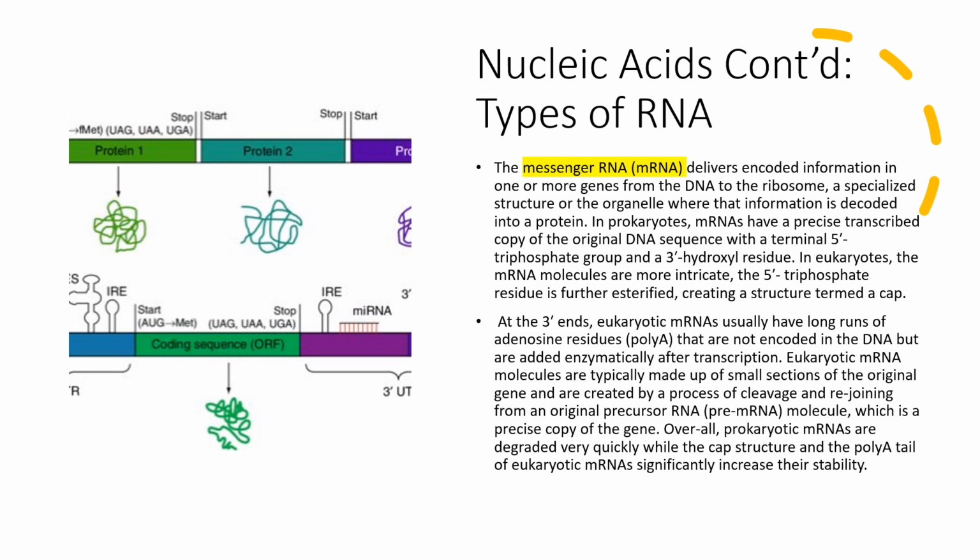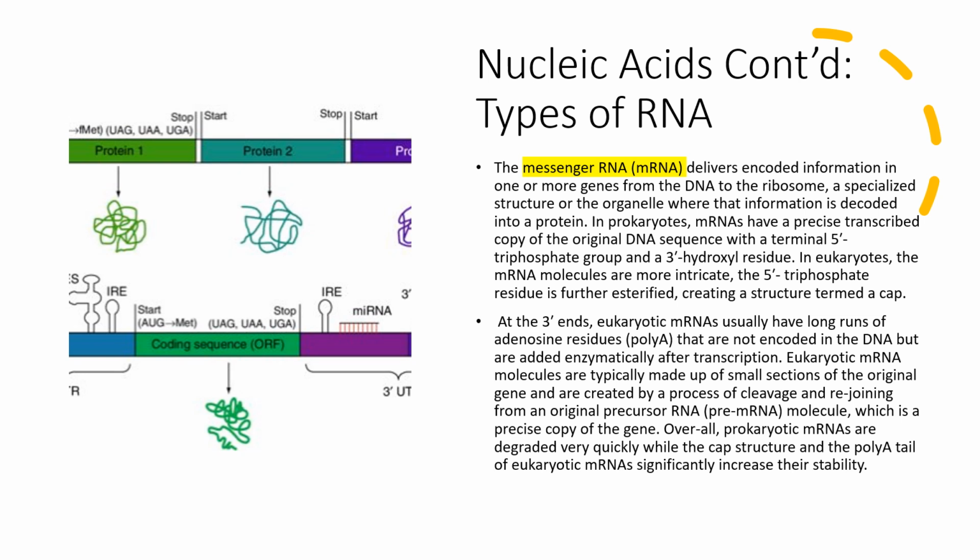The 5' triphosphate residue is further esterified, creating a structure termed a cap. At the 3' ends, eukaryotic mRNAs usually have long runs of adenosine residues, which is poly A, that are not encoded in the DNA, but are added enzymatically after transcription.